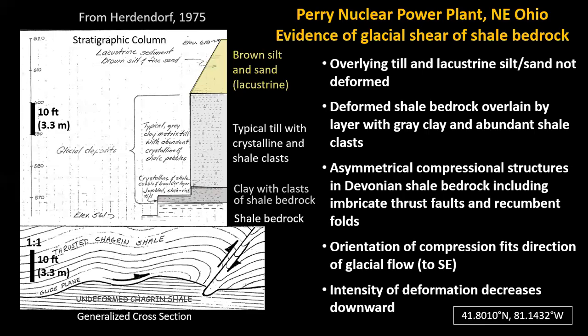This good example was exposed during excavation of a power plant foundation in northeastern Ohio. Here you see deformed Devonian shale on top of undeformed shale bedrock. There are asymmetric folds with thrust faults, and the author noted that the amount of deformation decreased downward. The deformed bedrock is overlain by what was described as clay with clasts of shale bedrock, or in other words, bedrock breccia. The bedrock breccia grades upward into a typical till with clasts that come from farther away. The orientation of compression indicated by the structures was consistent with glacial flow based on striations and the regional context, left to right on the cross-section.